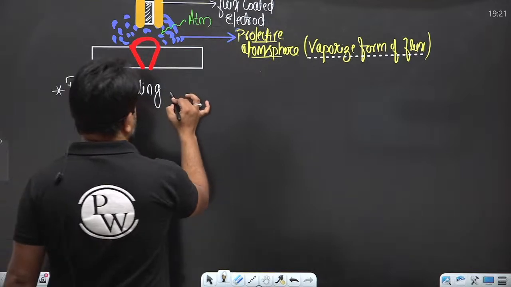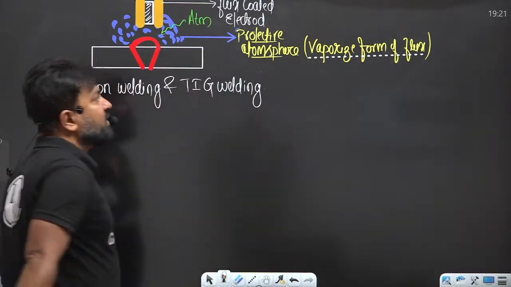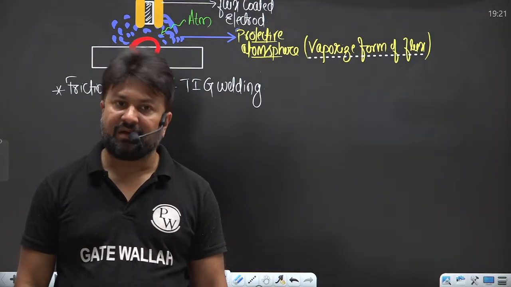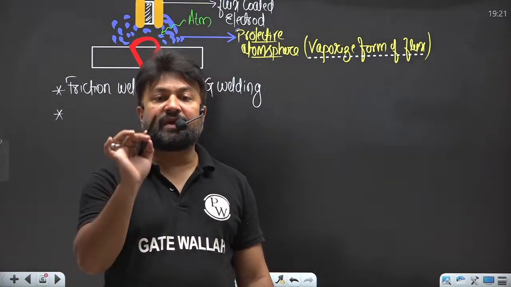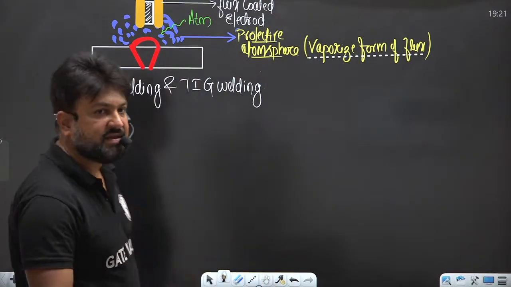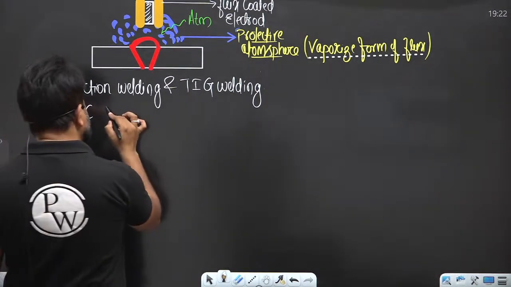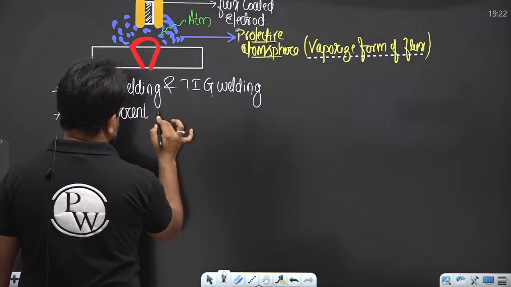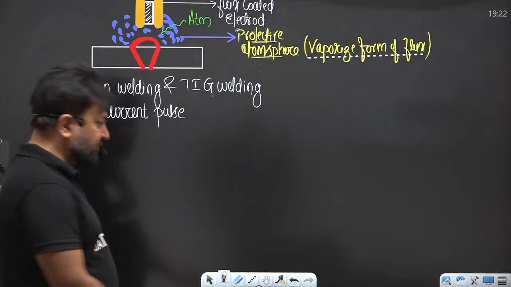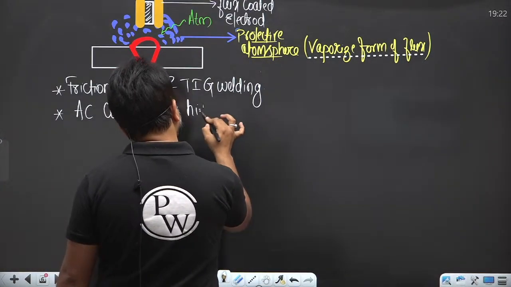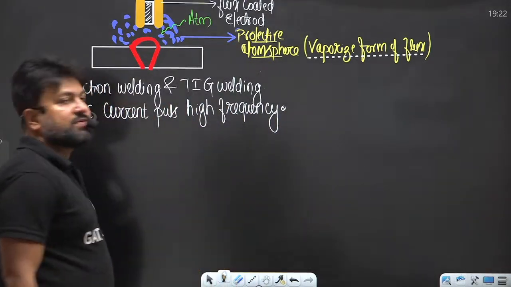And TIG welding, you can use TIG welding also. TIG is tungsten inert gas welding, right? Also, for aluminum, you can use AC current pulse, high frequency. AC, that is alternating current. High frequency you should use here.